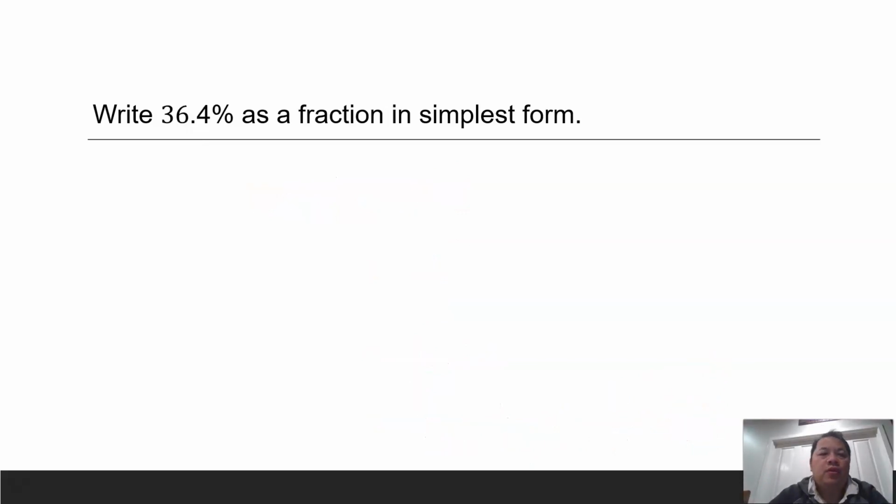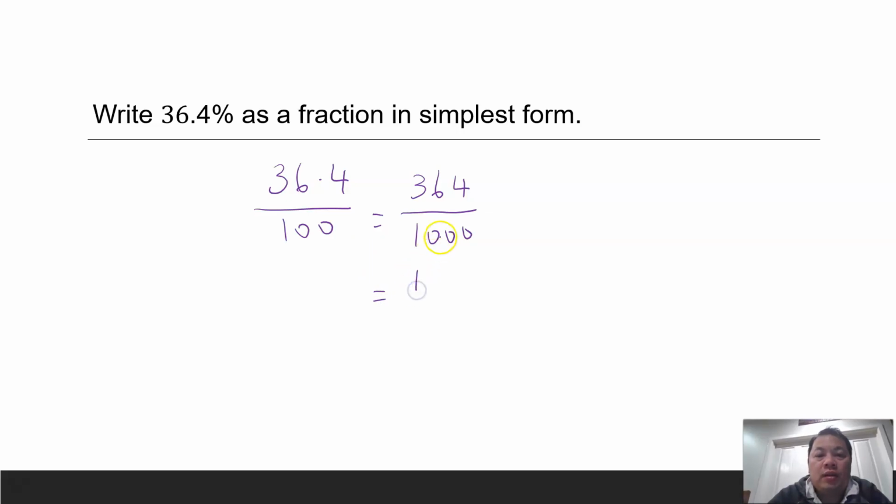Moving on. So for 36.4% as a fraction in the simplest form, how do you go about doing that? It's the same old method again. So 36.4 over 100. So we're going to make this a whole number. So it becomes 364 over 1,000, by just moving the decimal places. So that's how I get this. Again, I will simplify to the simplest form. Okay, so divide by 2, I get 182 over 500. Again, I divide, I get 91 over 250. I believe that is the simplest form, so that's your answer.